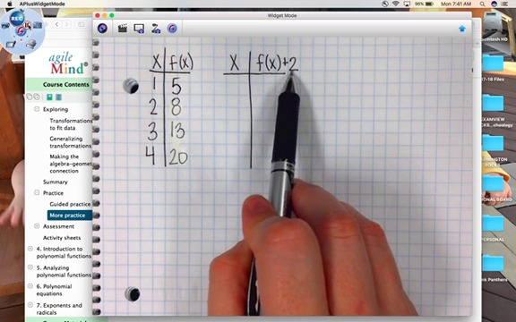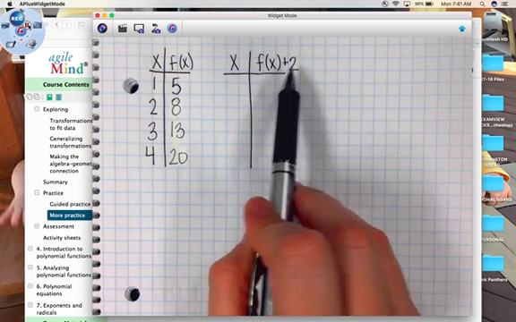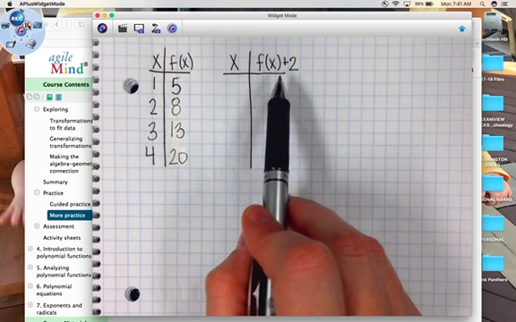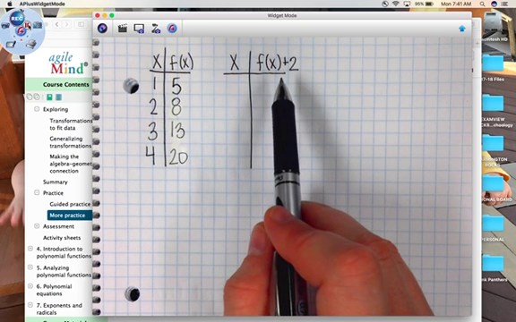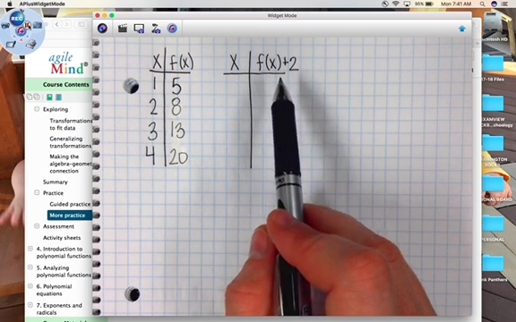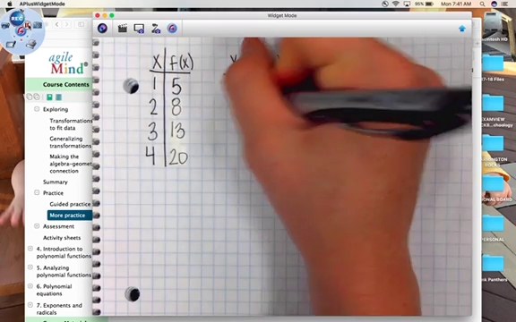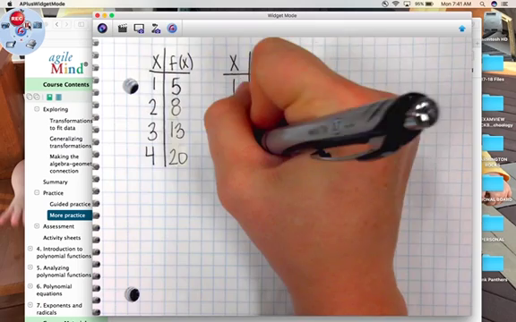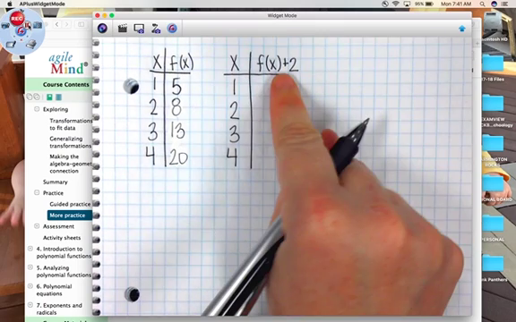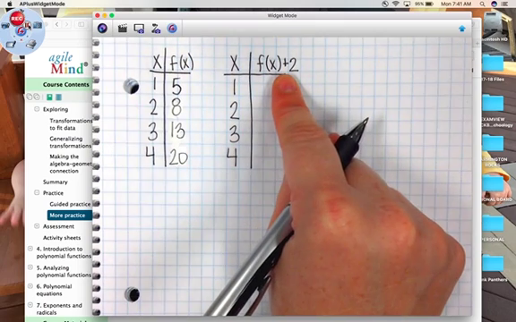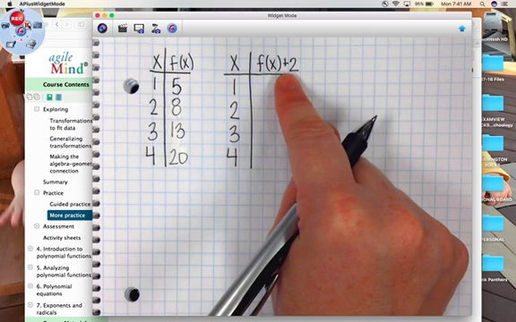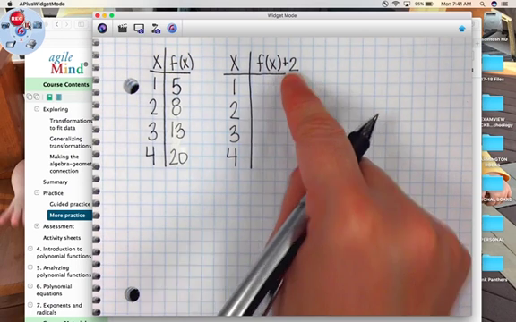So the only thing that will change is the Y, because remember, K value shifts vertically. So the X values will stay exactly the same: 1, 2, 3, 4. And then the K values are going to shift it up or down. Now, since it's a plus 2, you would shift it up.